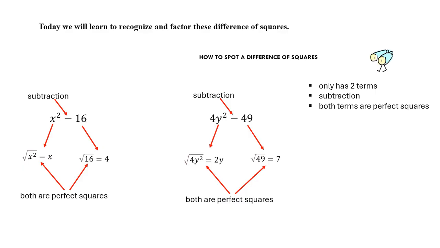In the next example, 4y squared. Well, the square root of 4y squared is 2y. 49, the square root of 49 is 7. These two terms, 4y squared and 49, are separated by a subtraction sign, so we have a situation where we have a difference of squares.